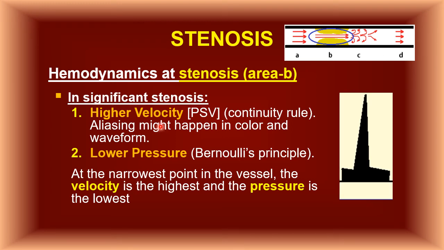All right. So again, at the narrowest point in the vessel, which is the stenosis, the velocity is highest and the pressure is the lowest. This is something that we need to memorize. At the narrowest segment here, we have the highest velocity, peak systolic velocity. You see here it is very high, but in the meantime, the pressure drops, and the pressure here is the lowest along the whole vascular segment.